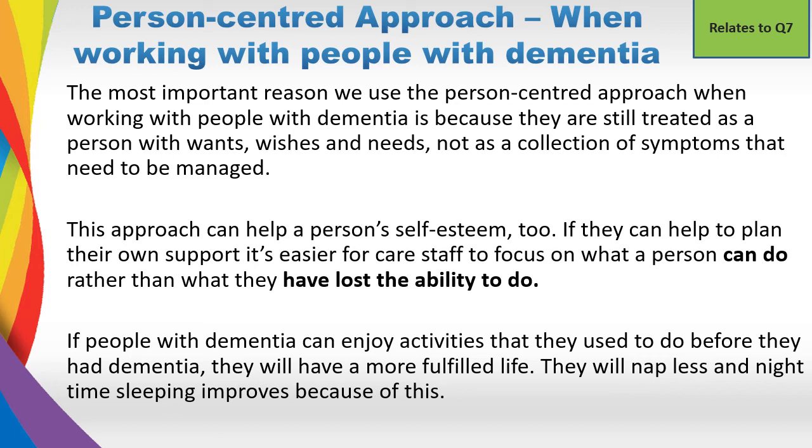When you're working with somebody with dementia, the reason that we use the person-centred approach is because then they are still treated as people. People have wants and wishes and needs, and people are not just a collection of symptoms that need to be managed. Whereas if you just think about the person and their dementia, you are focusing on the dementia as their only need. The person-centred approach can help to build up a person's self-esteem.